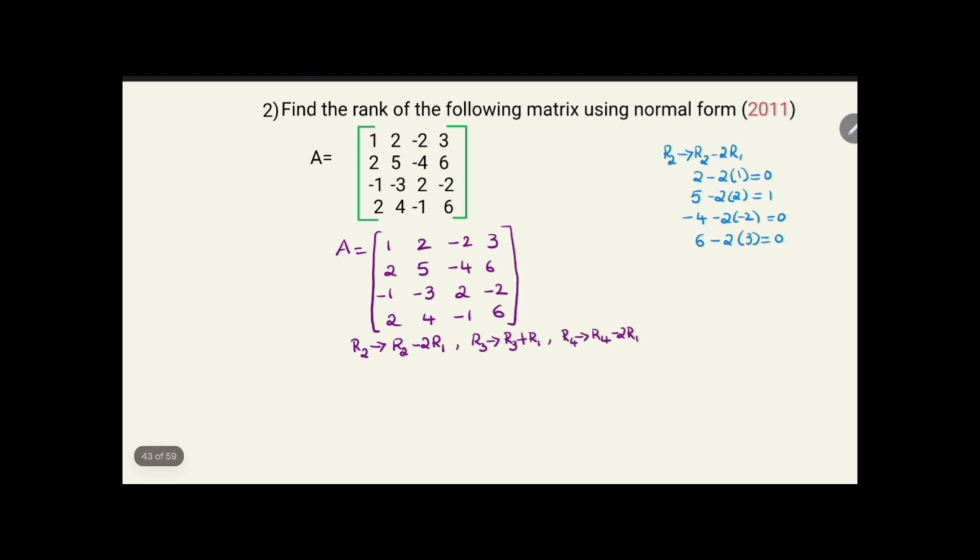Now what is the second operation? R3 implies R3 plus R1. The first element: minus 1 plus the first element of R1, which is 1, is 0. The second element of R3 is minus 3 plus 2, which is nothing but minus 1. The third element of R3 is 2 plus the R1 element minus 2. So 2 minus 2 is 0. The fourth element of R3 is minus 2 plus 3, which is nothing but 1.